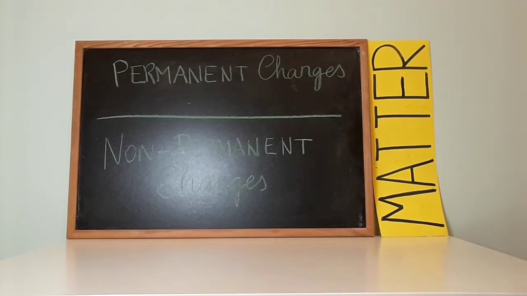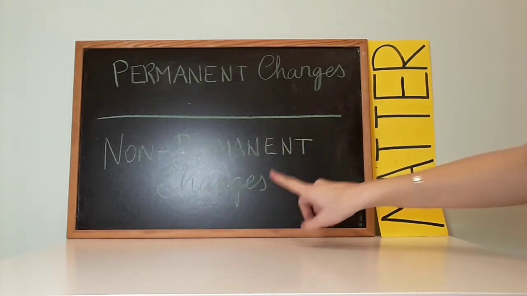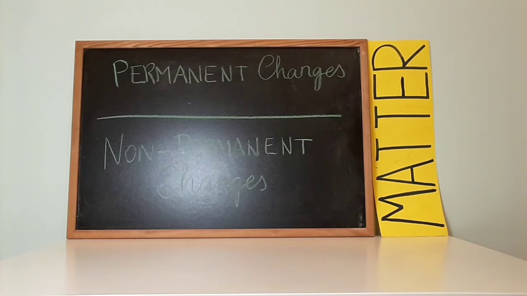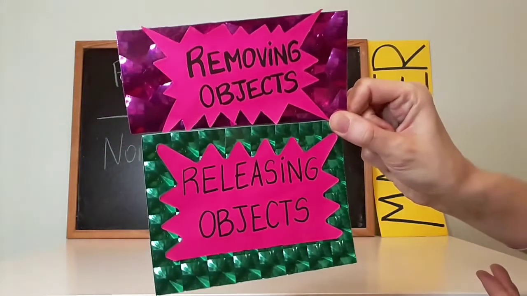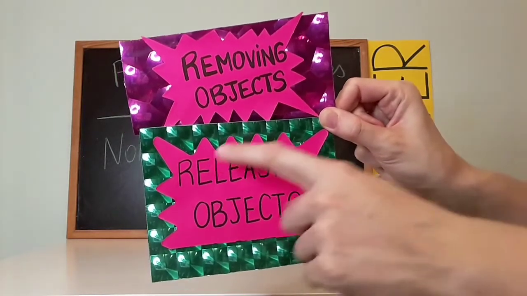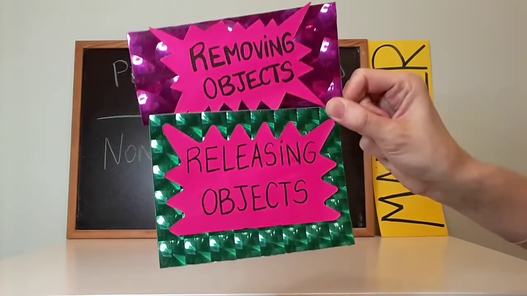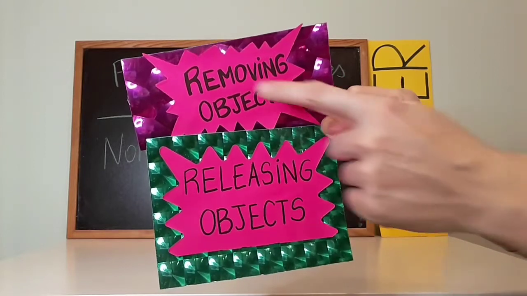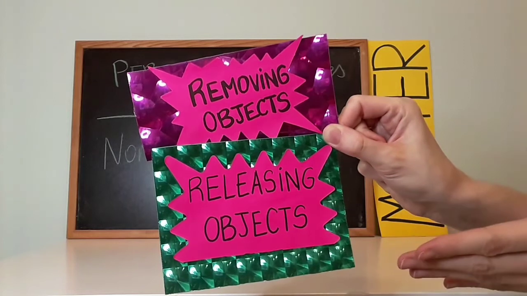Alright, so now let's talk about non-permanent changes, right? Non-permanent changes. And here we are going to talk about these concepts: removing and releasing objects. They are similar, okay? They are the same. These verbs are similar, okay? Are synonyms.